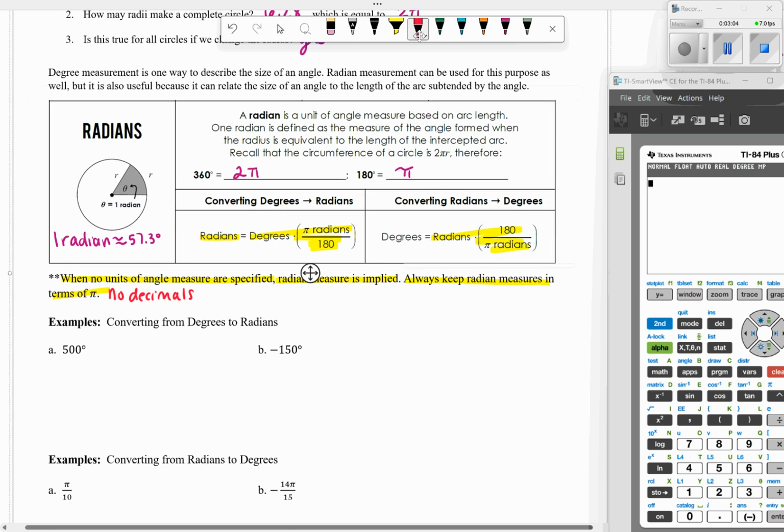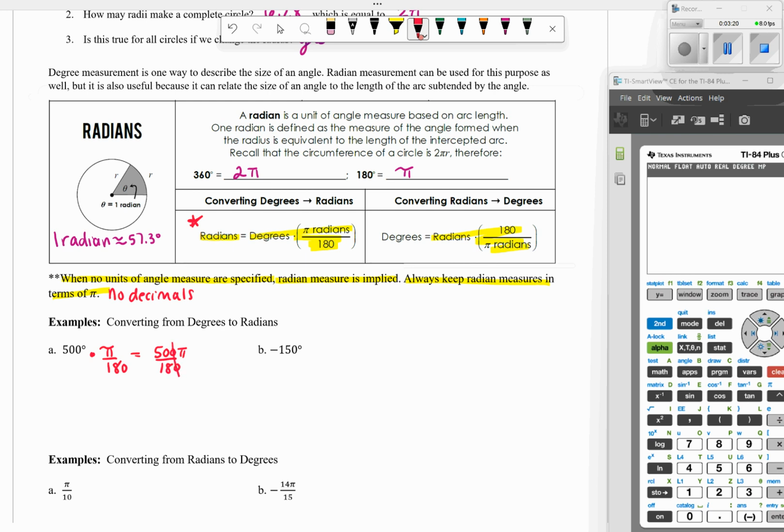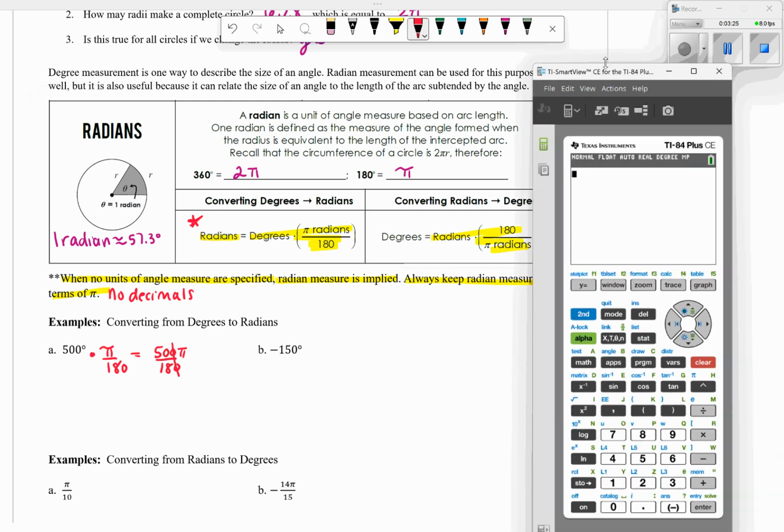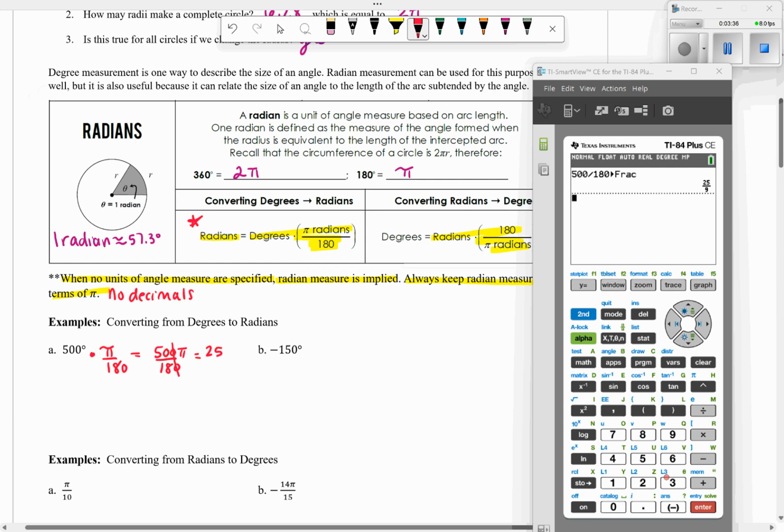So to convert 500 degrees to radians, we're going to multiply this by pi over 180 because we're using this conversion here. So if I multiply by pi over 180, I have 500 pi over 180. This cancels out, so 50 over 18. If you can't do that in your head, you can use your calculator for the whole thing. 500 divided by 180 and hit the math fraction key. Just do this without the pi so that you can get a fraction. So that gives us 25 over 9, and then you just have to put the pi back in. So we write that as 25 pi over 9.